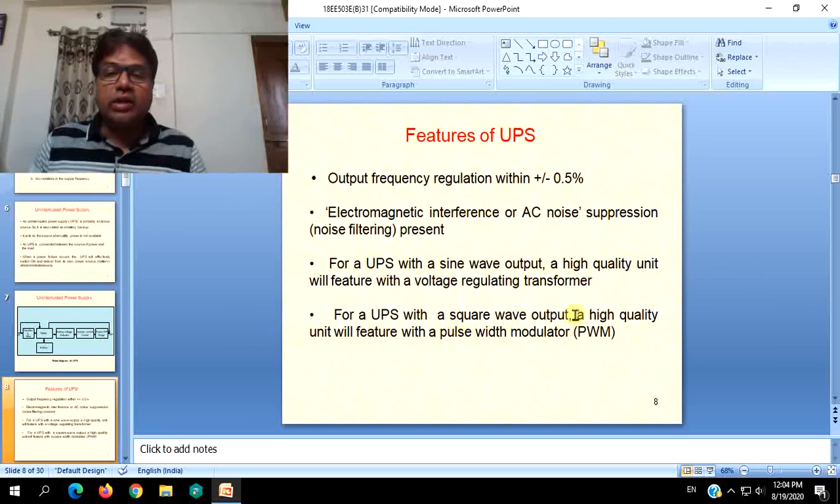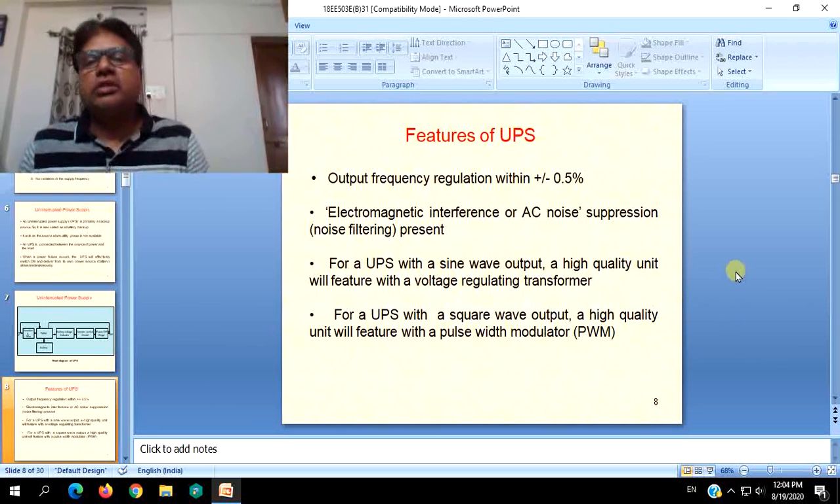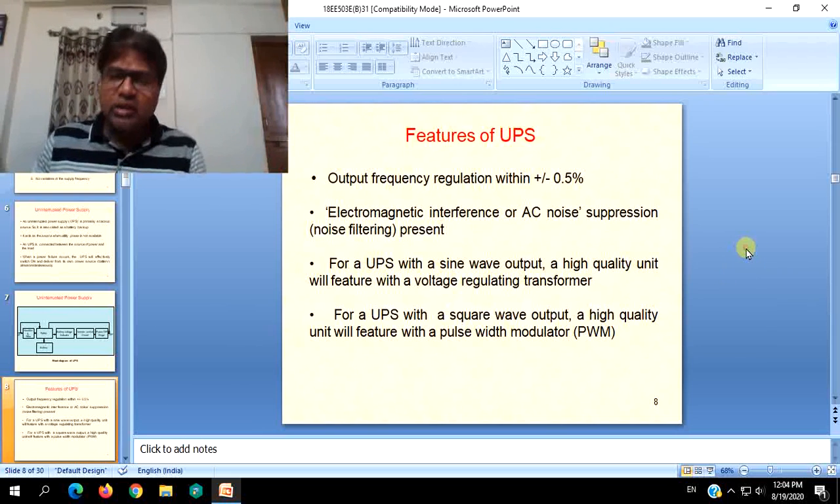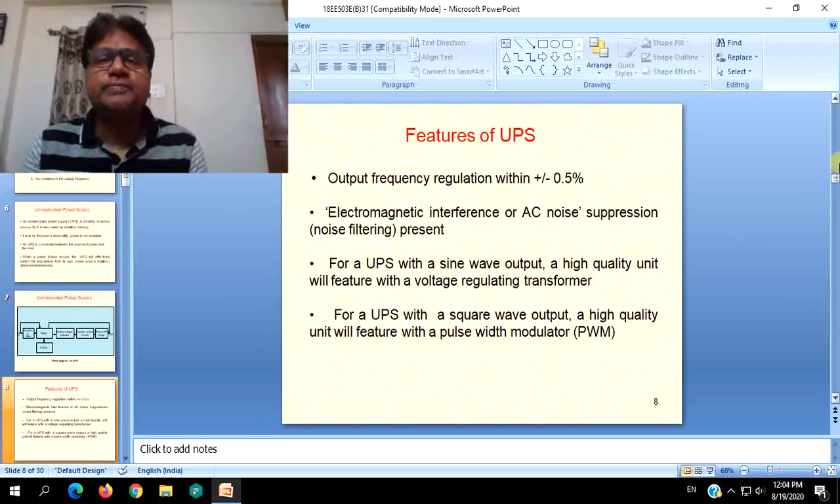And if the critical load can also be operated with a square wave supply, then the cost will decrease, and it can be obtained by featuring a pulse width modulator, or PWM, which we have discussed in the previous sessions. So these are the features of a UPS, or you can also say the extra features which are incorporated when compared to a normal backup and a normal linear or conventional power supply.